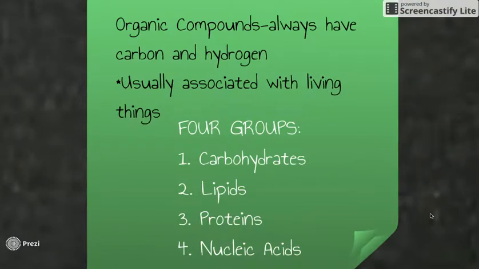Now we are going to discuss two types of additional compounds. Remember, a compound is simply something that contains two or more elements in exact proportions. Organic compounds are something that always have carbon and hydrogen. Do not get this confused with the organic section at the grocery store. This type of compound is something different. Organic compounds are usually associated with living things, and there are 4 groups of organic compounds: carbohydrates, lipids, proteins, and nucleic acids. In the next few slides, I'll talk individually about each one of these groups.